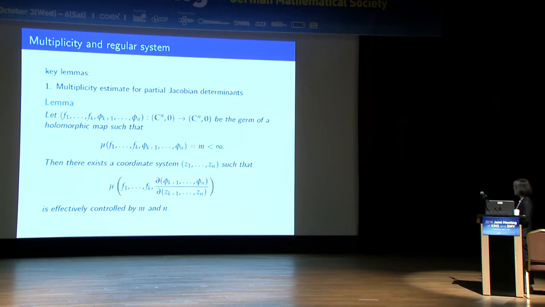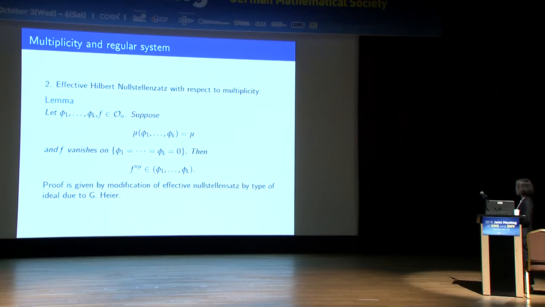so we have to take root. So to control the root order, we need some effective Nullstellensatz. That means if first k and then f satisfies this condition, so multiplicity of phi is mu, and then f vanishes on the variety of these functions, then Hilbert Nullstellensatz tells us that f is in the radical of phi, but then the root order is also controlled by multiplicity and the dimension. And the proof is given by some modification of Hickel's effective Nullstellensatz. He obtained effective Nullstellensatz by type, and then we replace his type by multiplicity.